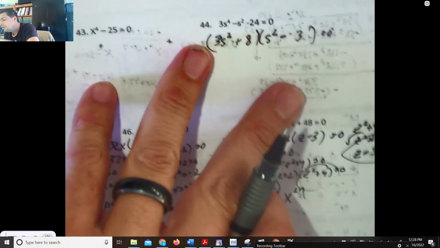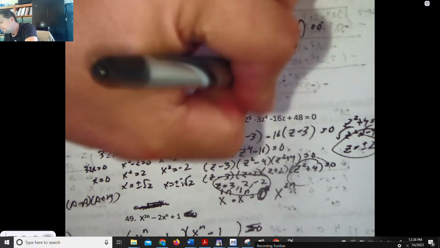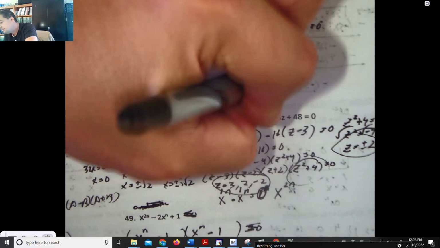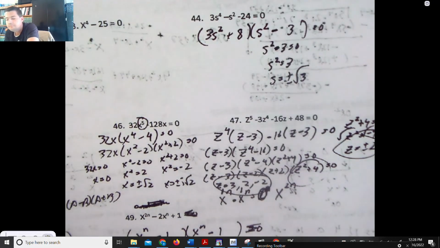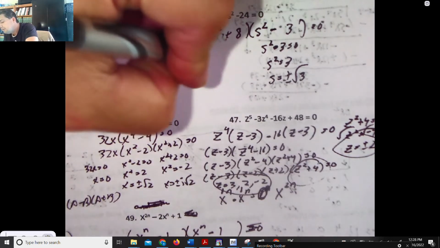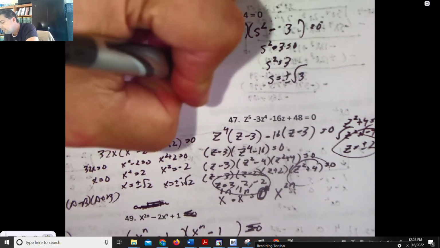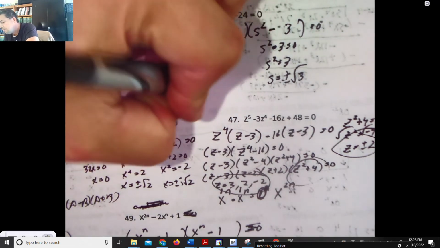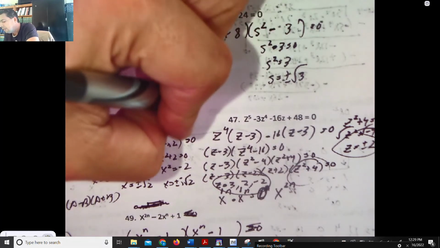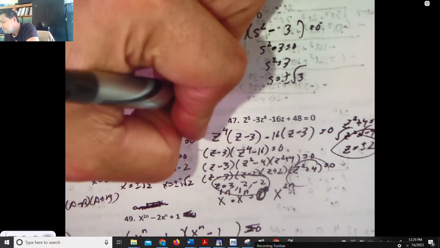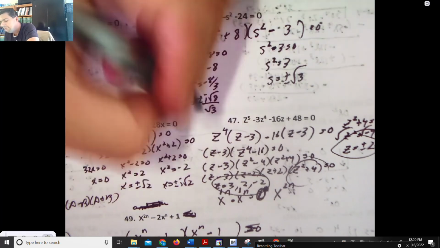It says all solutions. So s squared minus 3 is 0. S squared is 3. So s is plus or minus, because you love them pandas, the root of 3. 3s squared plus 8 is 0. 3s squared is a negative 8. S squared is negative 8 over 3. This is where this one gets ugly. S is plus or minus the imaginary root of 8 over the root of 3.